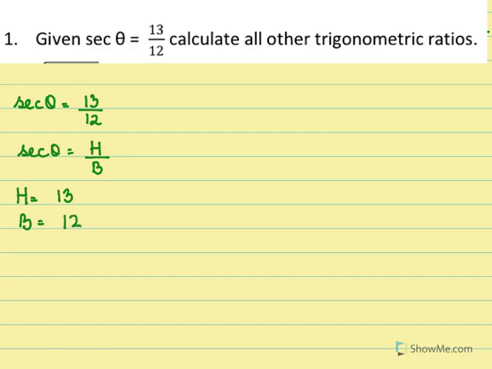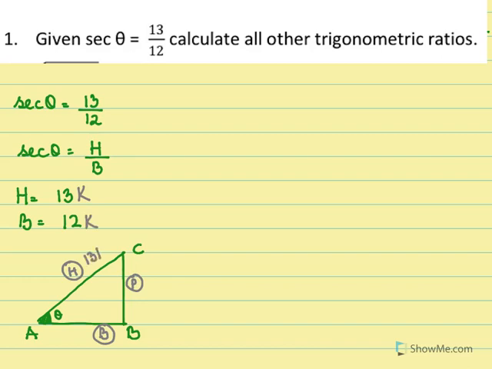So if I draw a triangle here, in the triangle we have A, B, C. We take A as theta, and in this case we know this is the perpendicular, here is the base, and this is the hypotenuse. So we can now write hypotenuse as 13k and base as 12k. So this is 13k, here is 12k, and we need to find our perpendicular.